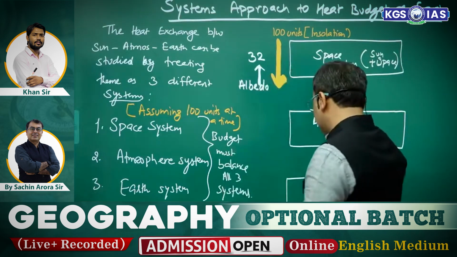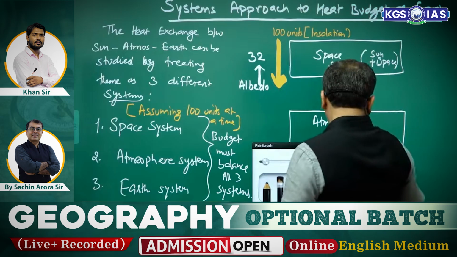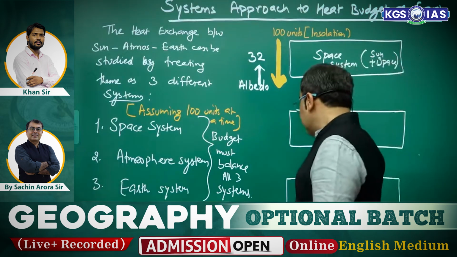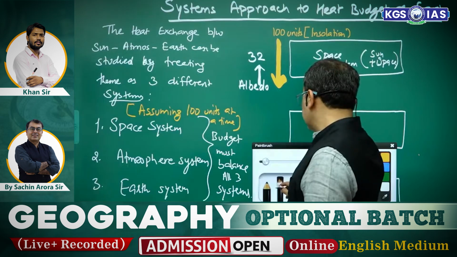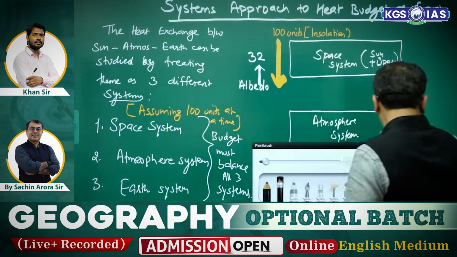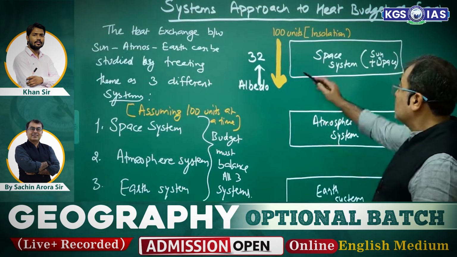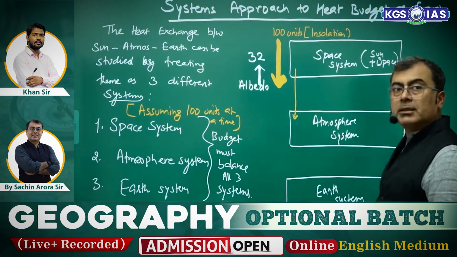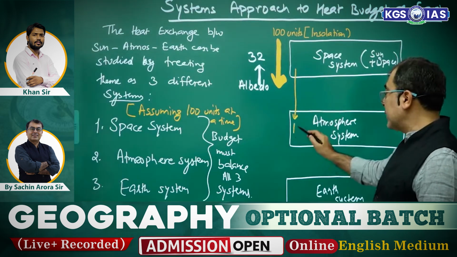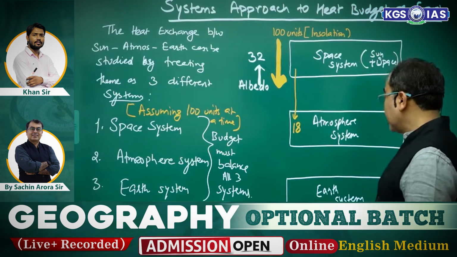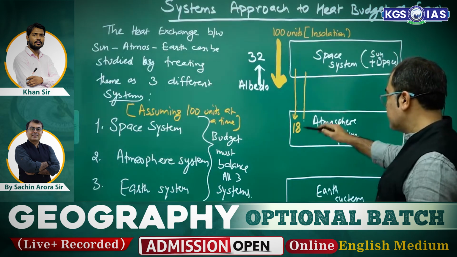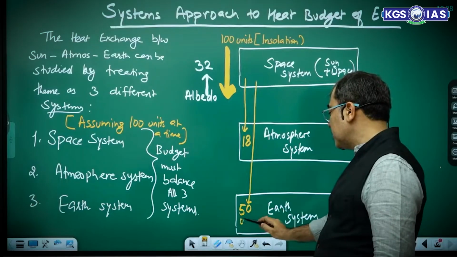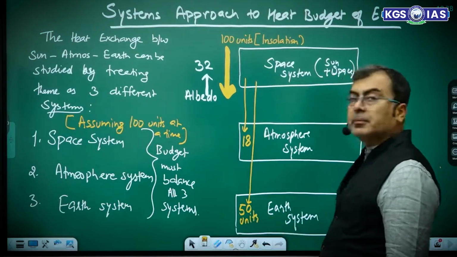अब now nobody will chat. Just write down. Important thing. 68. Okay. So this one sends how many units? 18 units to the atmosphere. And कितना बचा? 50 units to Earth system.